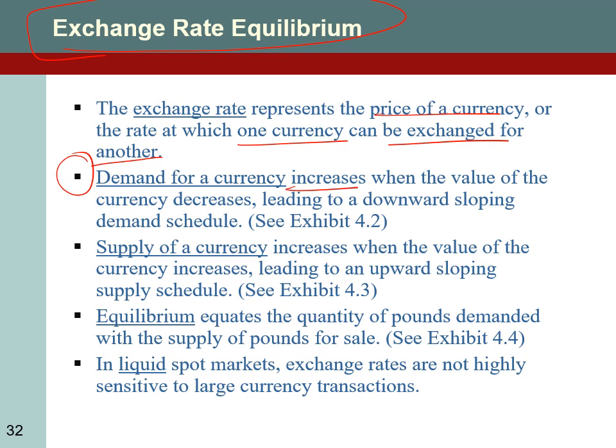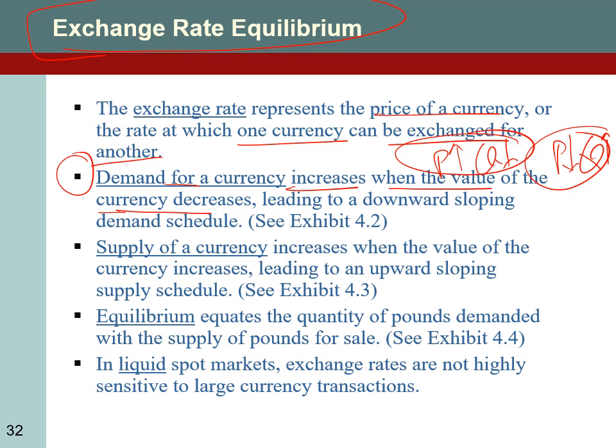Demand for the currency increases when the value of the currency decreases, right? If you want to buy a product, you want to buy at a cheaper price. Similarly, the law of demand says that if price goes up, quantity goes down. If price goes down, quantity goes up. This is the law of demand, keeping all other things constant, right? So demand for the currency is that when the price goes up, demand goes down. If the price goes down, demand goes up. So demand for a currency increases when the value of the currency decreases, leading to a downward sloping demand schedule, right?